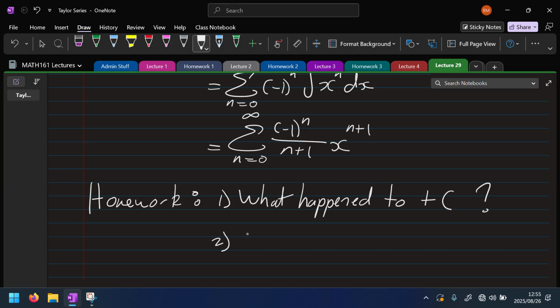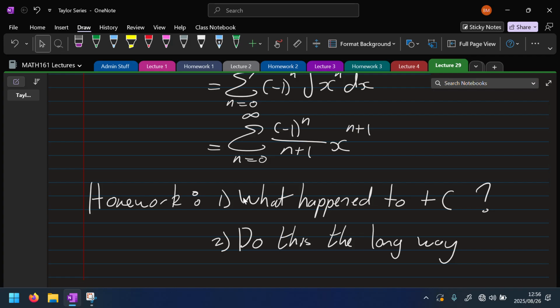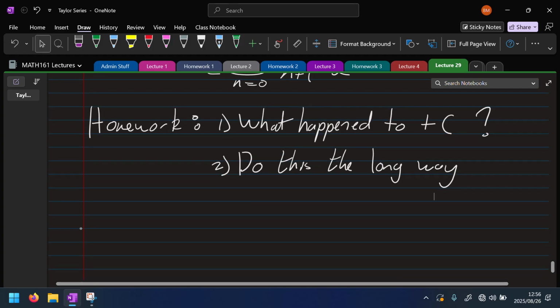Okay, number 2, do this the long way. Same as the other one, the 1 over 1 minus x. Do that the long way as well. Right. Any questions about this one? You're all good. Okay. Then number 8.